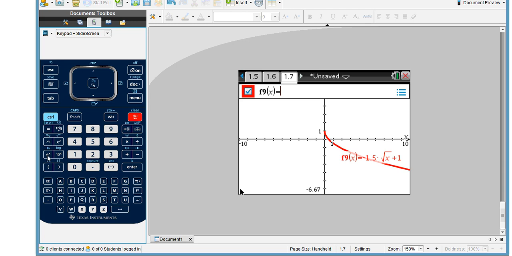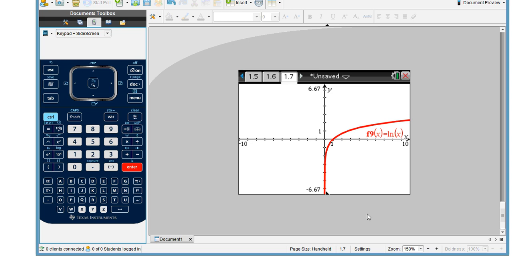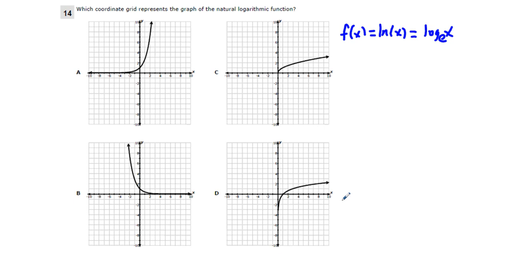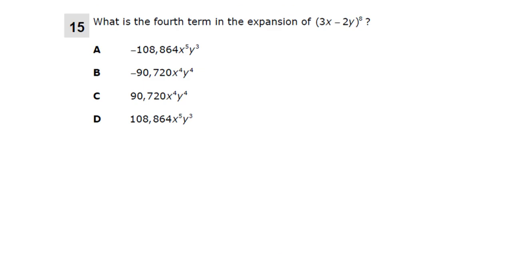If you look on the left side, this ln above this e to the x, you press Control e to the x, and you put ln x like this, and then you press enter, and this is what it looks like, this red curve here. And our correct answer choice for that one is going to be D. Should be a very easy problem, should you get one like this.